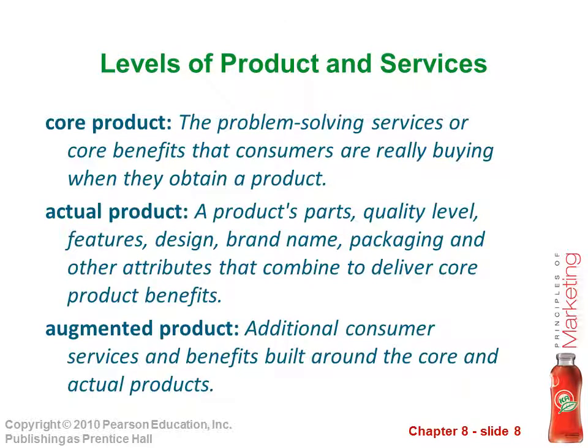Then we will discuss the definition of these three levels. The core product is the problem-solving service or core benefit that consumers are really buying when they obtain a product. The actual product is a product's parts, quality level, features, design, brand name, packaging, and other attributes that combine to deliver core product benefits. The augmented product is the additional consumer services and benefits built around the core and actual products.